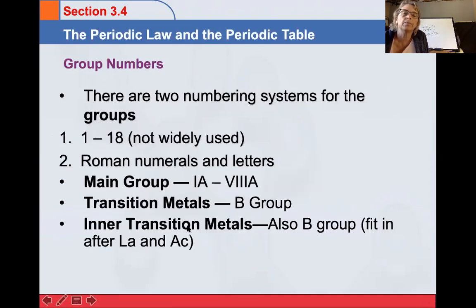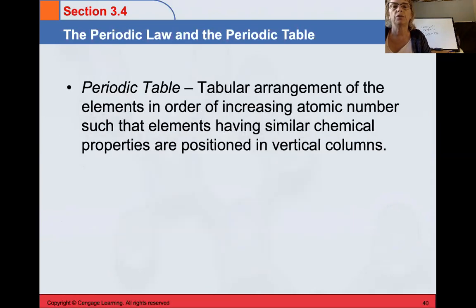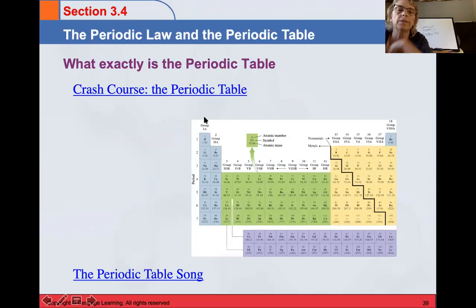There's 2 different numbering systems for the groups. There's a 1 through 18 system that's not widely used in teaching. There's a Roman numeral system that's much more widely used in teaching. So I want to go back and show you the Roman numeral system. So notice across the top of this table, you see 1, 2, 3, 4, 5, 6, 7, 8, 9, 10, 11, 12, all the way up to 18. So that's one numbering system.